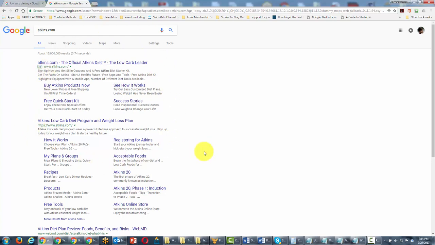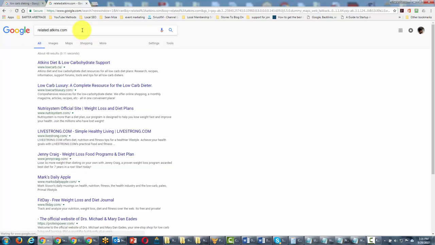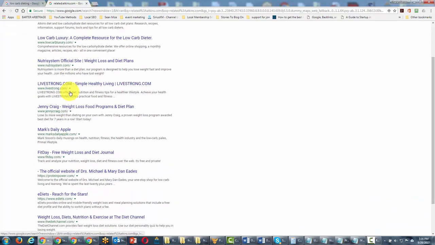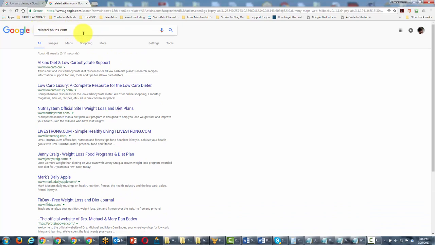However, what we could also do is use a search parameter called related. We're going to write in related and then a colon, and we're not going to leave any spaces behind the colon. Once we have that written in, we're going to hit enter, and what's going to happen is we're going to get relevant results to Atkins.com.